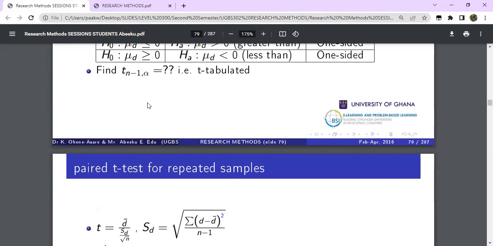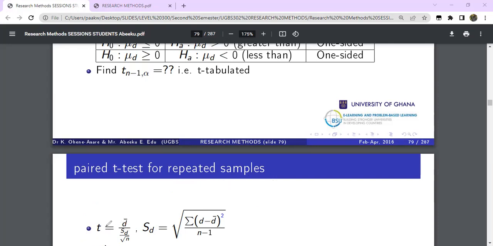As you can see down here, T is equal to D bar minus mu D. But I told you that mu D is always equal to 0. So it is D bar minus 0. It will be D bar minus mu D all over the denominator, that is SD over square root of n. But mu D is always 0, so it will be D bar only.